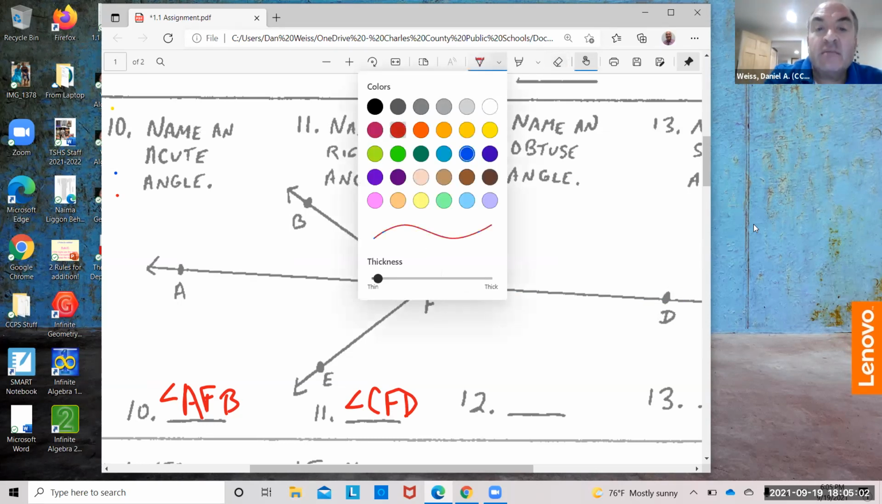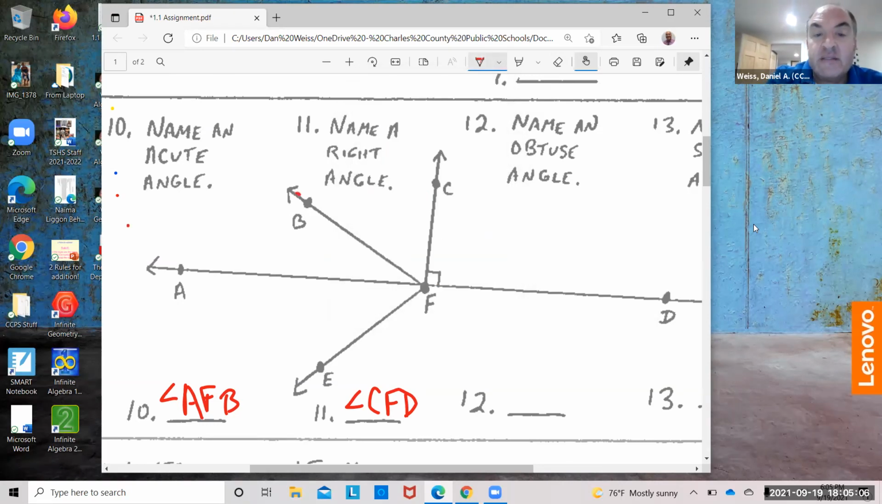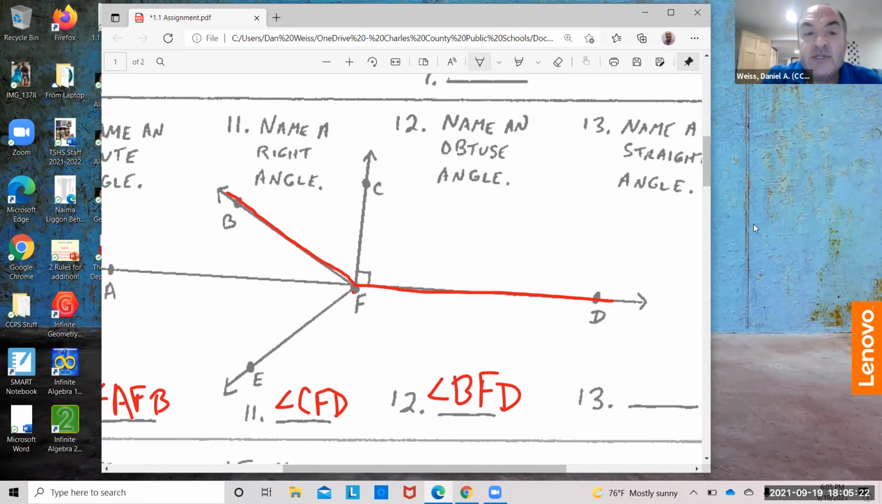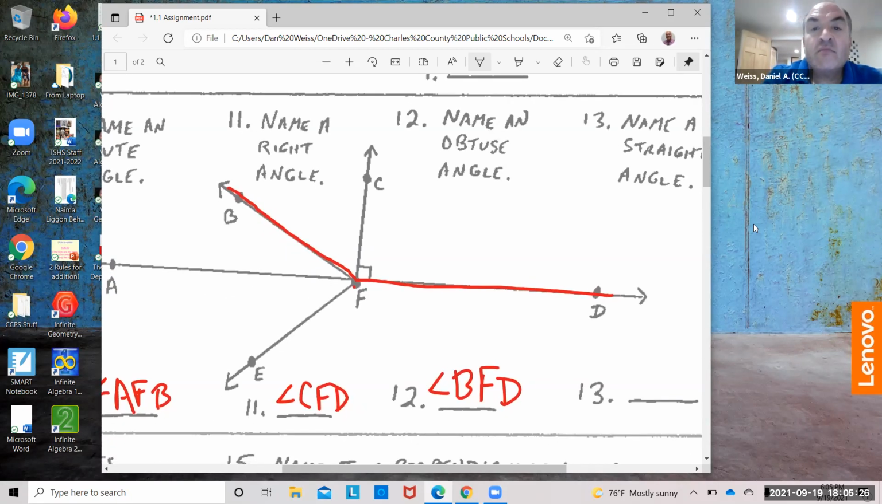Name an obtuse angle. That's going to be something like this. BFD. Angle BFD is an obtuse angle, bigger than 90. Okay. Name a straight angle. A straight angle will be this, angle AFD. Angle AFD is a straight angle, 180 degrees, straight. We call that an angle, AFD. Okay.